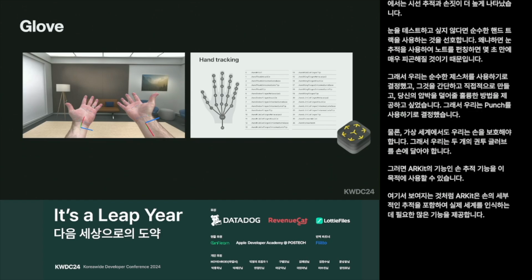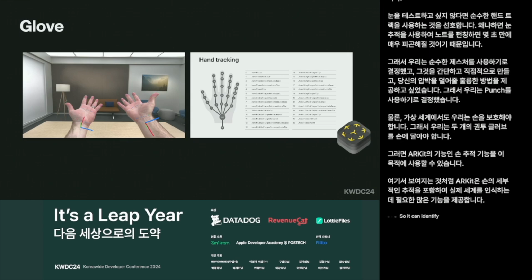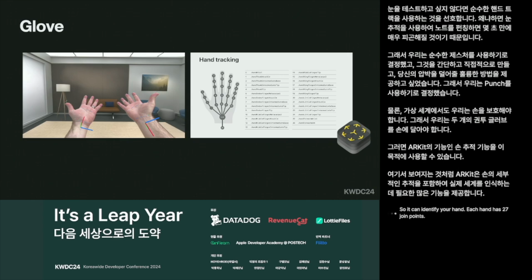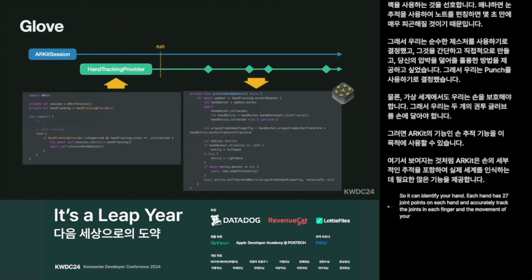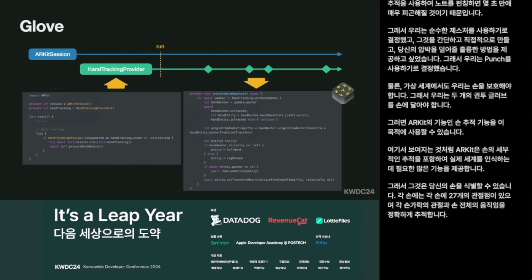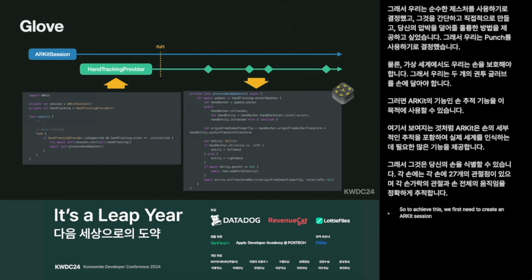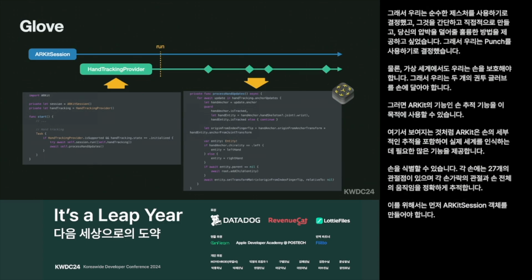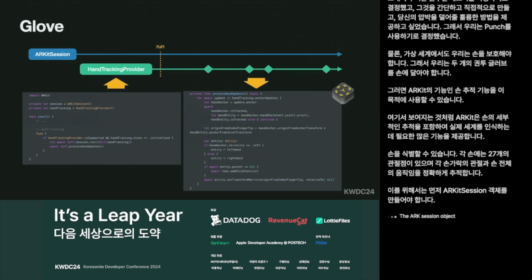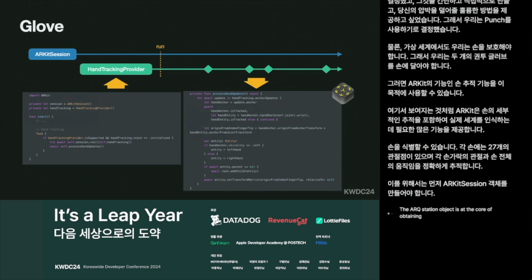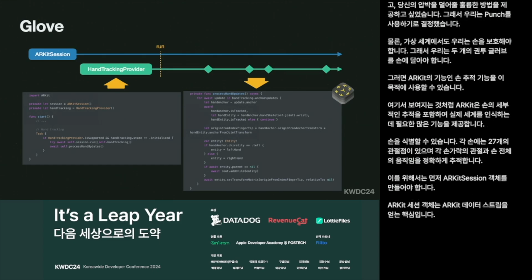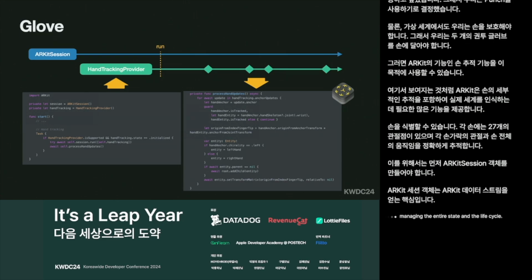So it can identify your hand. Each hand has 27 joint points, and it accurately tracks the joints in each finger and the movement of your whole hand. To achieve this, we first need to create an ARKit session object. The ARKit session object is at the core of obtaining ARKit data streams, managing the entire state and the life cycle of the AR environment.